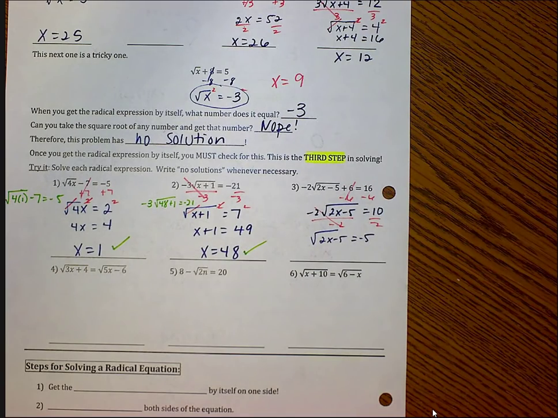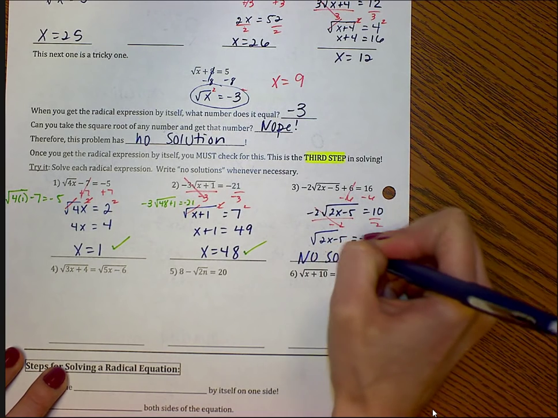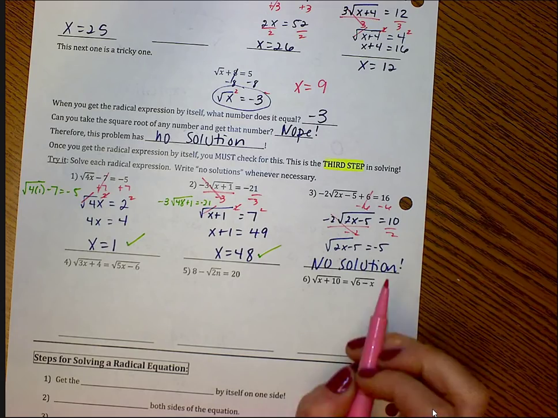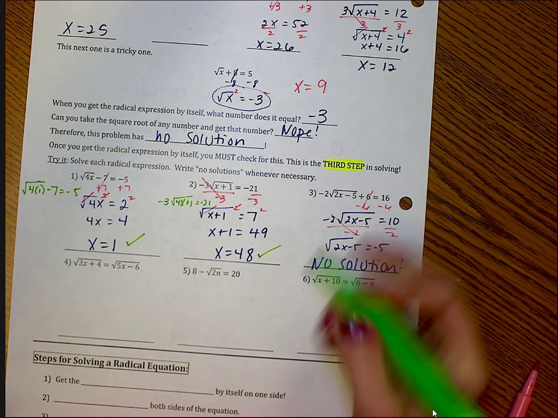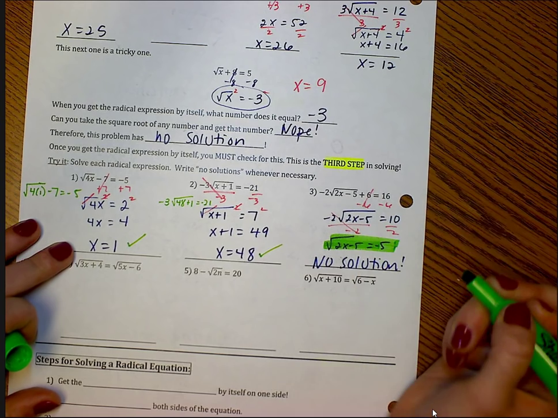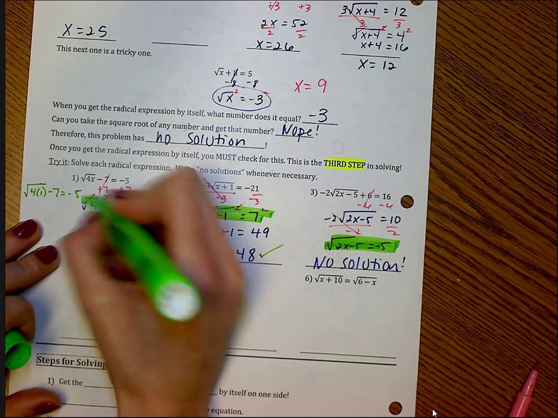Right here, you guys, I know that this is a no solution problem. Save yourself work. Let me explain to you. The first step is getting the radical by itself. If you look at where you got the radical by itself, on this problem, here's where the radical is by itself. On this problem, here's where the radical is by itself. On this one, it was right here.